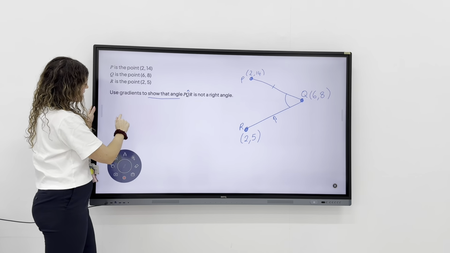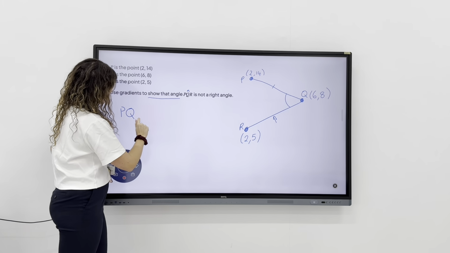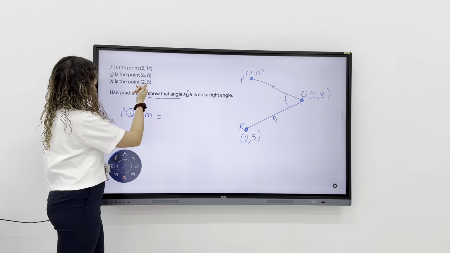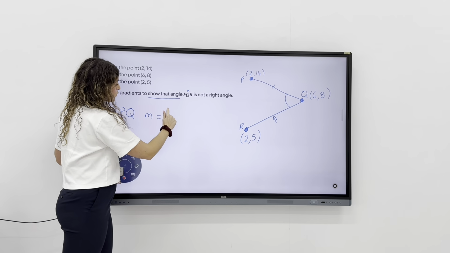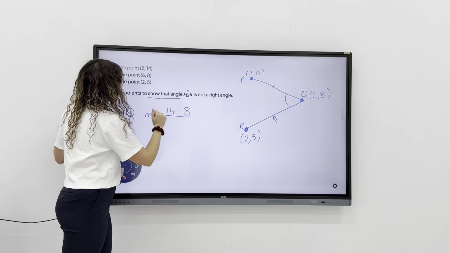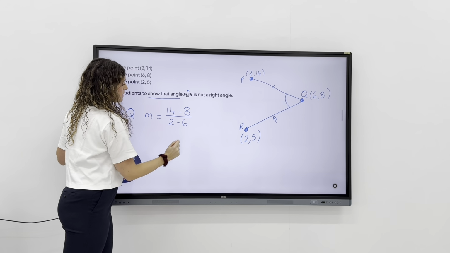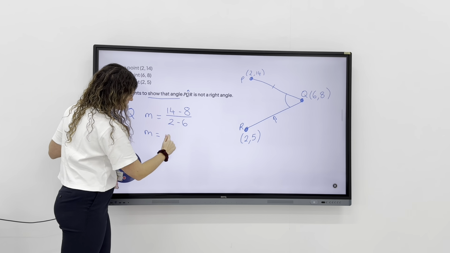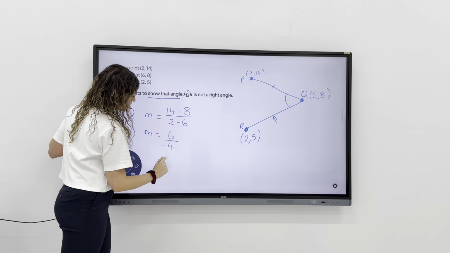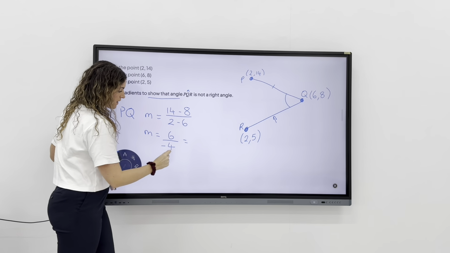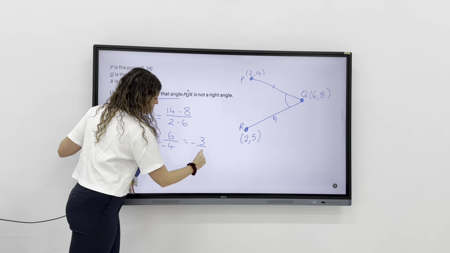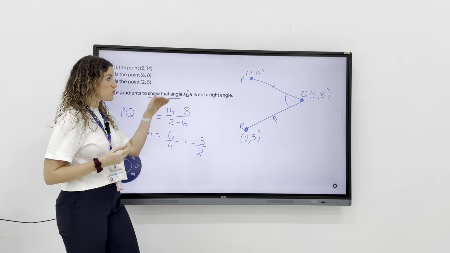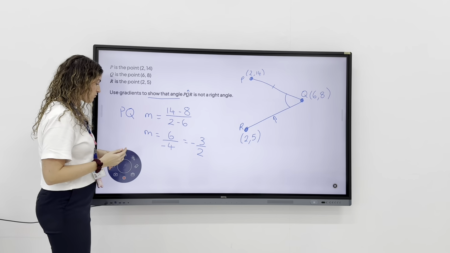First of all, the line PQ. We've got m equal to our formula, y2 minus y1 over x2 minus x1. So I'm going to have 14 subtract 8 over 2 subtract 6. So the gradient for PQ would be 6 over minus 4. I'm going to simplify that, and it would be negative 3 over 2. Now, think about your question. Does this look right in this context? Yes, it does. It is going down, so we're expecting a negative gradient.